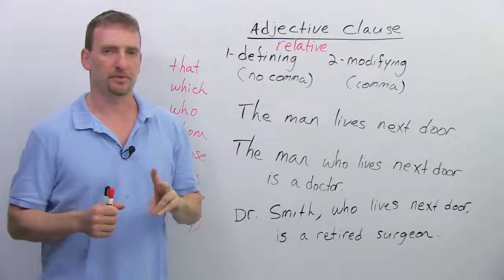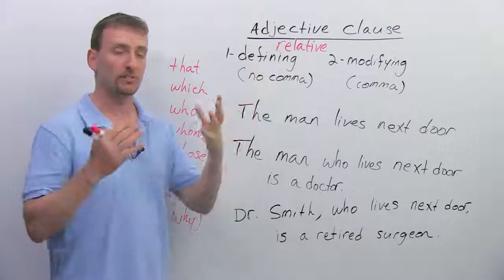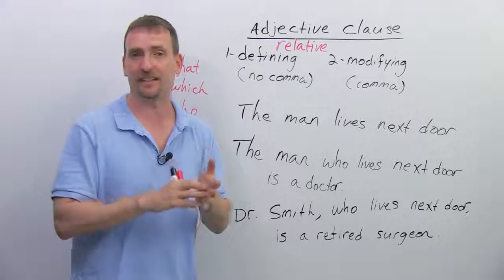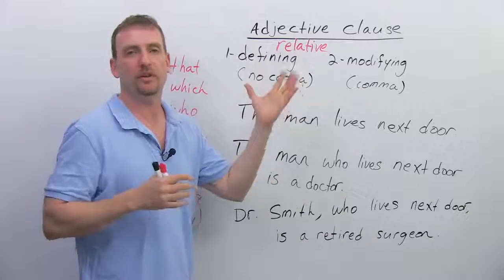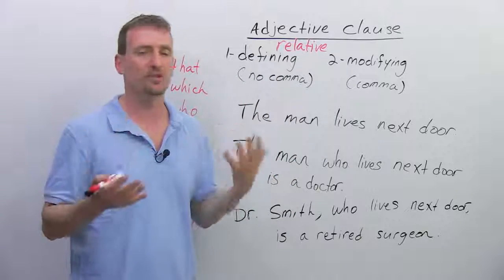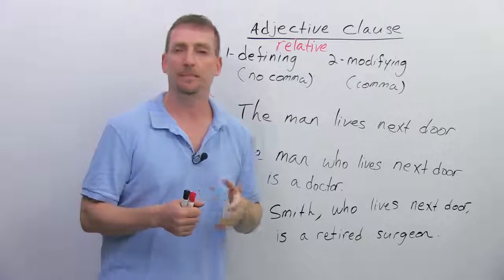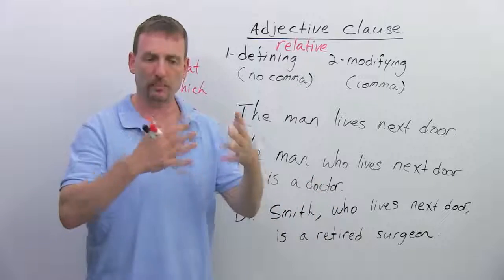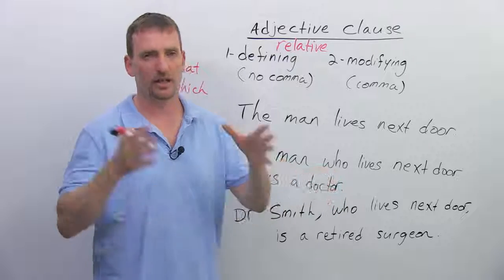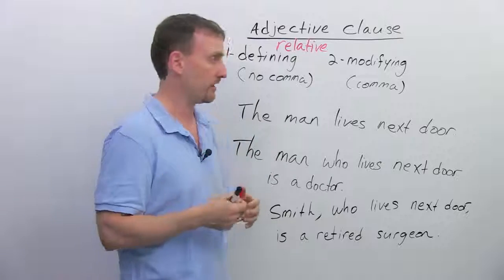First of all, we have two types of adjective clause. We have a defining adjective clause, which means that it's basically pointing to the noun and telling you something necessary about the noun. Without the adjective clause, the noun is incomplete. I don't know what it is, I don't know what it's doing, etc. The second adjective clause is the modifying. It is not necessary, but we put it in to give a little bit of extra information about the noun. So it's like an adjective that just gives you a little bit more description about the noun.